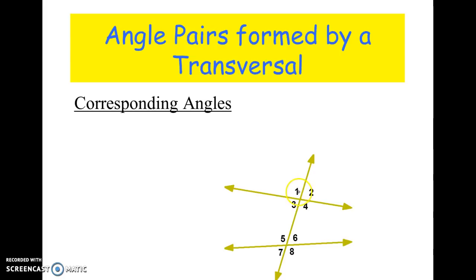So if you look at angle 1, angle 2, angle 3, and angle 4, angle 1 is the top left angle, and angle 5 is the top left angle down below, 5, 6, 7, 8. So angle 1 and angle 5. See how they are in the same positioning, just different levels? Those are called corresponding angles. So if you look at the figure again, there's not just one set of corresponding angles, there are more.